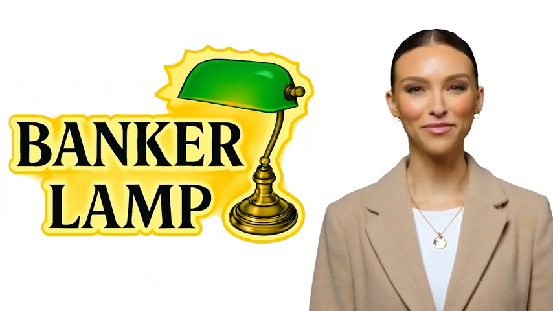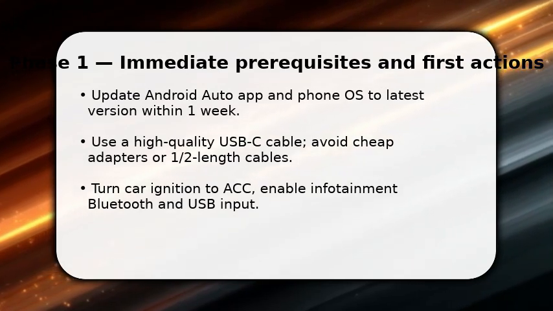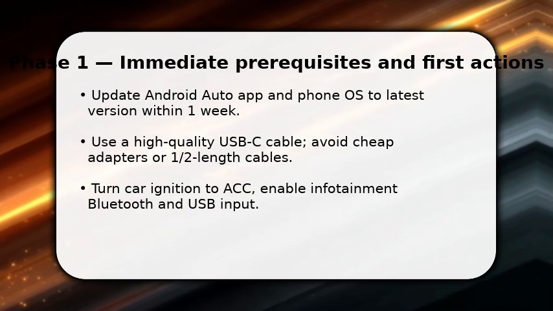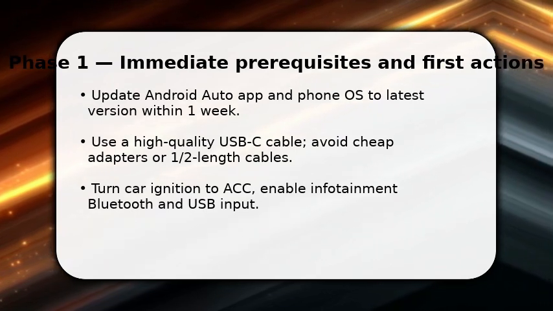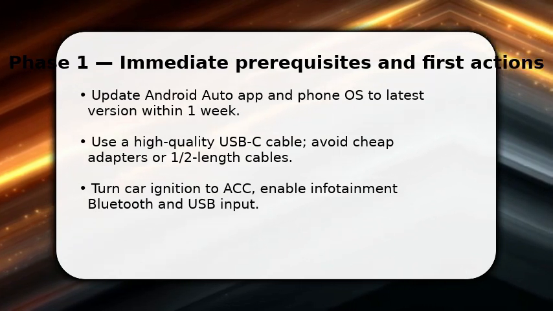Please enjoy the video. You begin by preparing the phone and car. This saves time. Install or update Android Auto, then pick a good USB cable. Poor cables cause detection failures. Once the car is in ACC, enable the infotainment's USB and Bluetooth inputs so the system can detect your device.